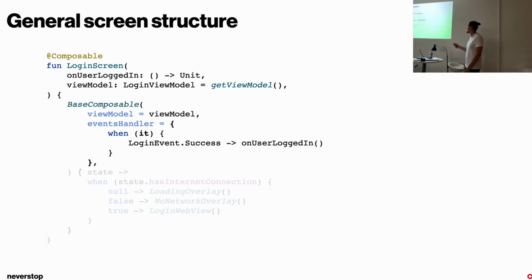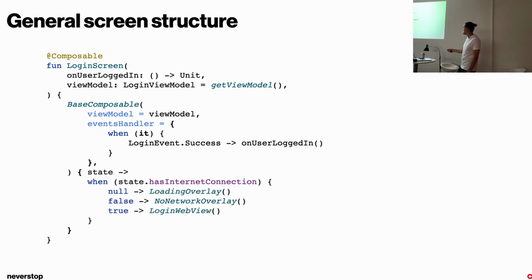Then, as I said, we use BaseComposable at every screen. We pass in our view model, and there's also our events handler that handles the events, of course. And lastly, we have our state. So the thing between this block is our state, where basically we get the state here.